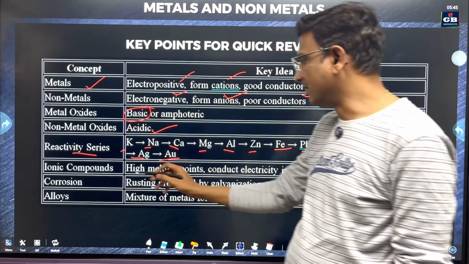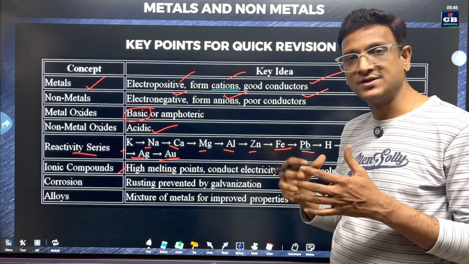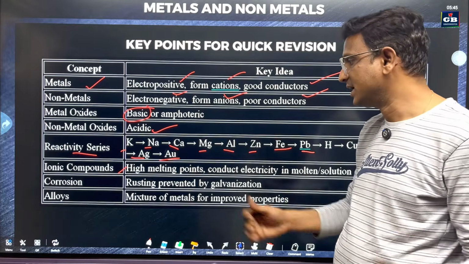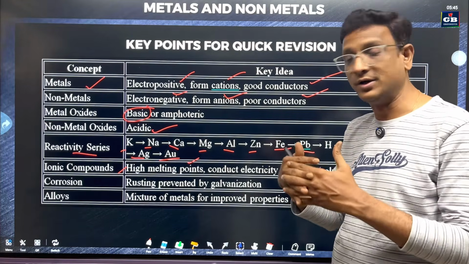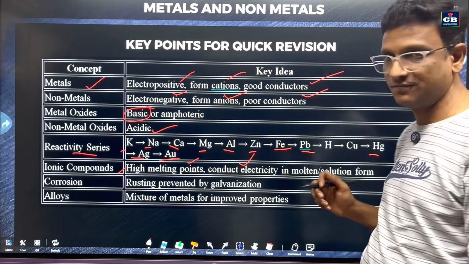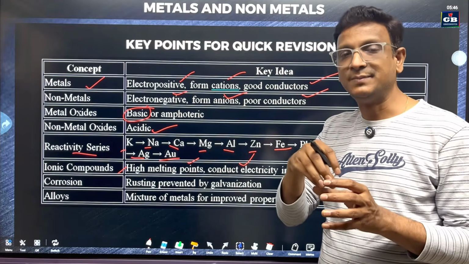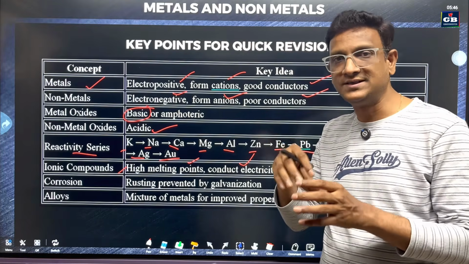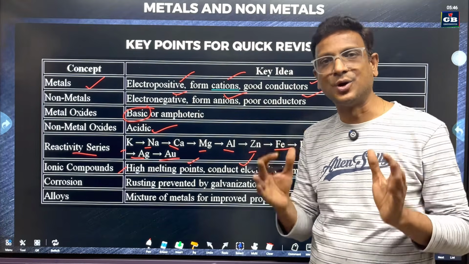So next, ionic compounds. Ionic compounds have ionic bonds. Those bonds are formed by transfer of electrons. They have high melting points because ionic bonds are stronger than covalent bonds. They conduct electricity in molten or solution form. When ionic compounds are in aqueous solution or in the molten state, they conduct electricity. Ionic compounds do not conduct electricity in solid state.